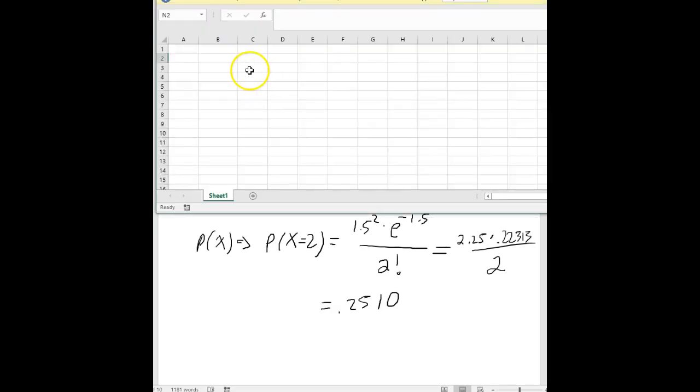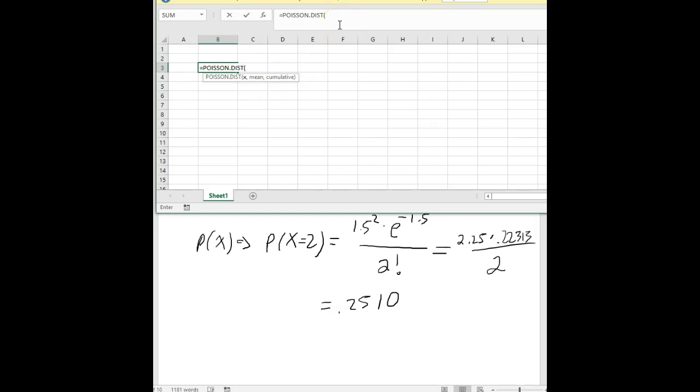Let's go over to Excel and type in our formula here. Equals Poisson.dist. Sometimes when you don't know the formula in Excel, you can just start typing in something that you think might be the formula, and then it'll complete it for you. It's actually really, really nice. Excel does a really good job of being super user-friendly.